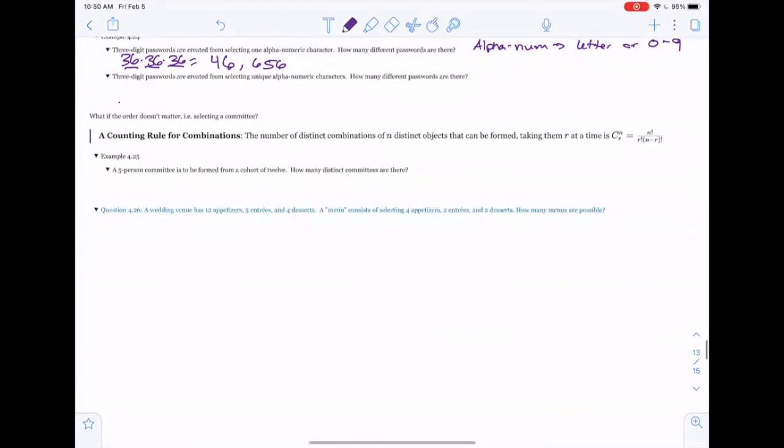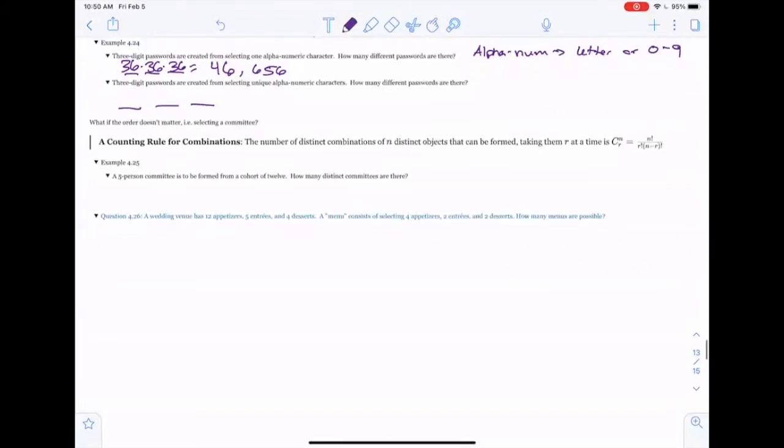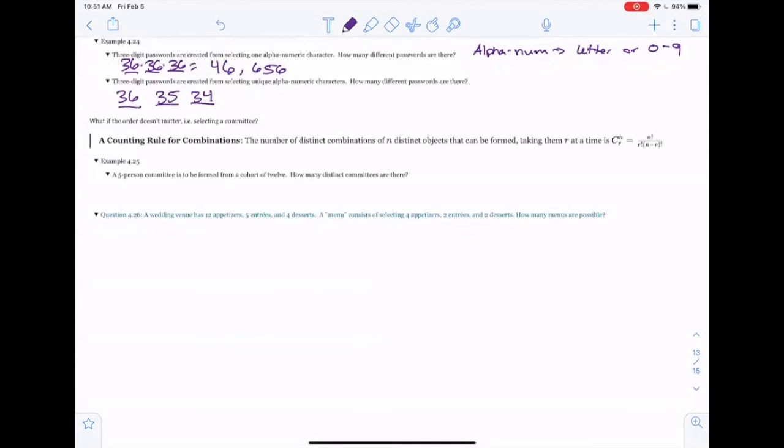If I look at the second example, we're building a 3-digit password created from selecting unique alphanumeric characters. I can still use the extended MN rule, right? Even though we have the permutations, I can still think about it this way if it's easier to think about it developing over stages. When I look at the first digit of my passcode, there's still 36 options. When I look at the second digit, because I want a unique character, I now only have 35 options to pick from because I would have picked one for my first digit, and then I would have had 34 for my final digit in my 3-digit password. And if I multiply these together, like the extended MN rule says we should do, this is 42,840, right?